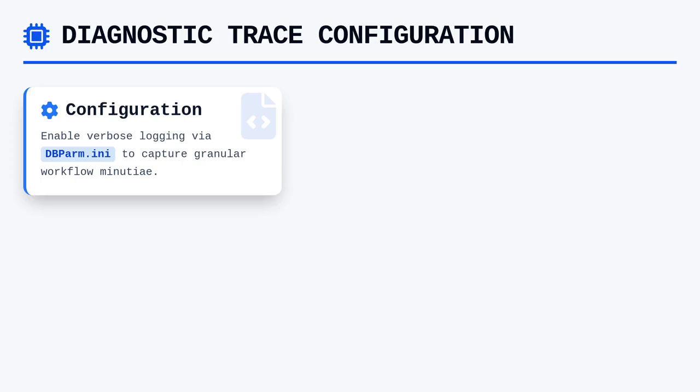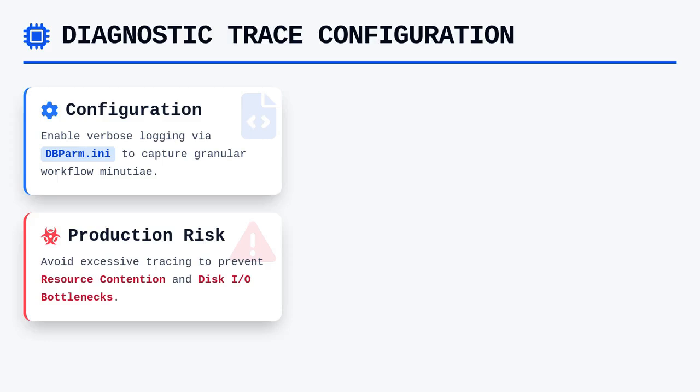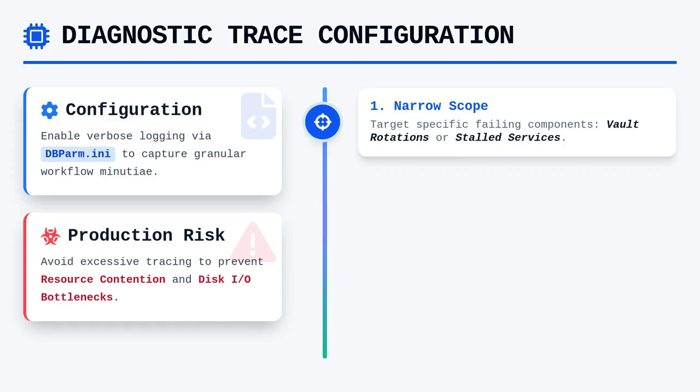To gain this granular level of insight, one must often configure the appropriate trace levels within the DBParm.ini file. By setting the diagnostic logging to a more verbose state, you enable the vault to capture the minutiae of application workflows that might otherwise remain opaque. However, this is a delicate balance, as excessive tracing on a production node can introduce resource contention or disk I/O bottlenecks. You want to focus your trace configuration on the specific component that is exhibiting aberrant behavior, such as a failing vault rotation or a stalled service process.